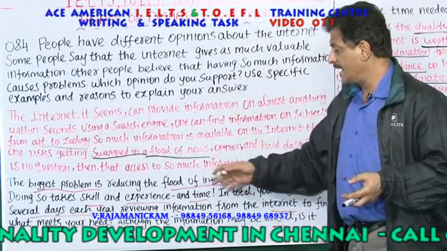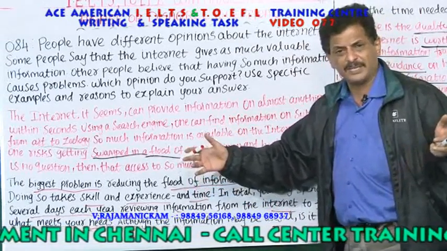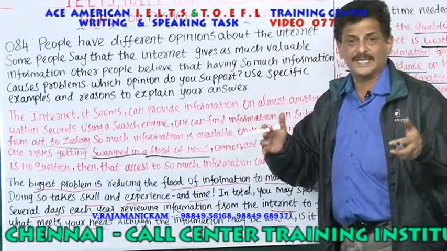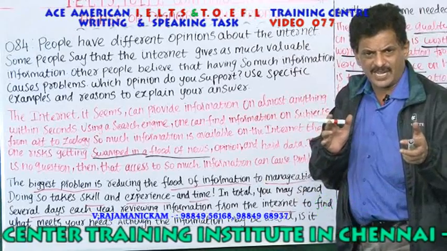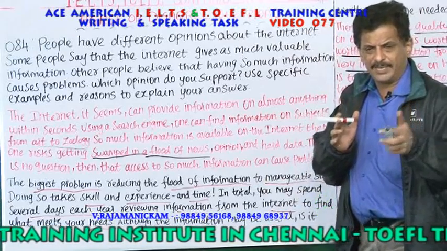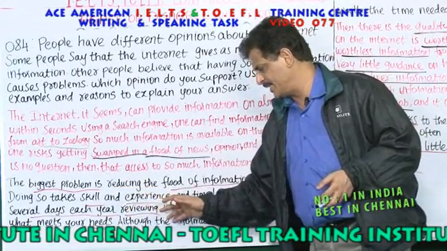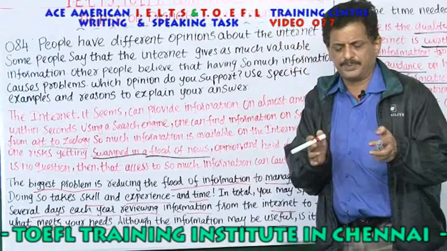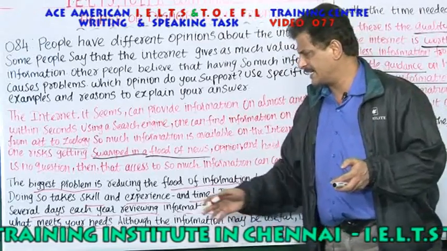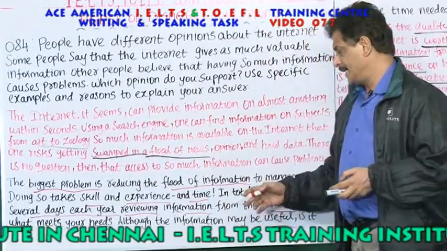இந்த அளவு தகவல்களை பெறும் பொழுதே தகவலை கோருபவர் குழம்பி விடுவார். ஒரு விஷயத்தை அறிய வேண்டும் என்று கூகுள் சர்ச் இன்ஜினிலே தேடக்கூடியவர்கள் பல தகவல்கள் வரும் பொழுது அதை படித்து குழம்பி விடக்கூடிய வாய்ப்பு இருக்கிறது என்று எழுத்தாளர் சொல்கிறார். மேலும் என்ன சொல்கிறார்? The biggest problem is reducing the flood of information to manageable size. So இதில் மிகப்பெரிய பிரச்சனை என்றால், கூகுளில் சர்ச் இன்ஜினில் போட்ட உடனே பல தகவல்கள் வருகிறது.